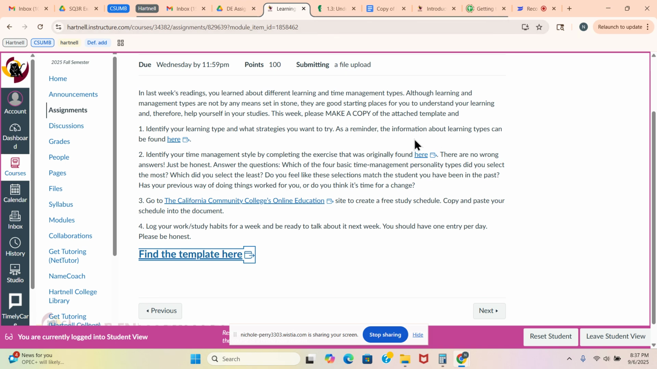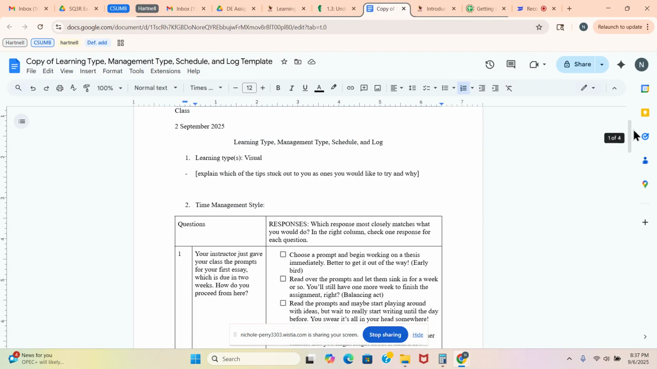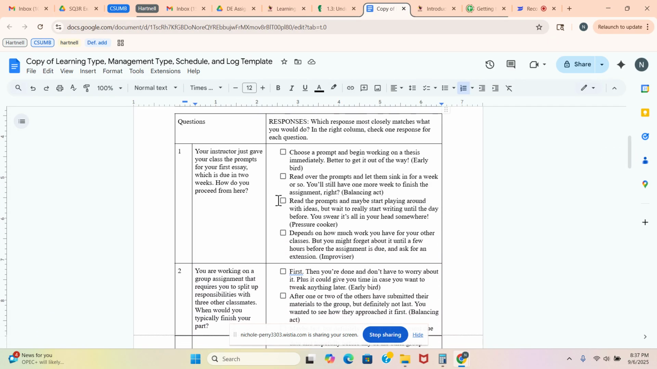The exercise was originally found here, but I copied it here. And it's the same thing. Please be honest. There are no right or wrong answers at all. So for each question, where is it that you kind of line up? So your instructor gave you this. Okay, I'm kind of here. For this one, I'm kind of here, or whatever it may be.